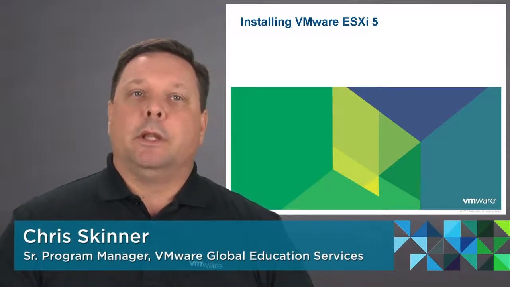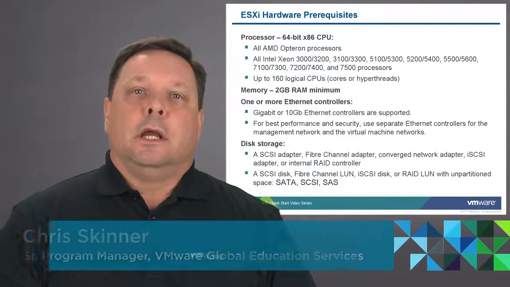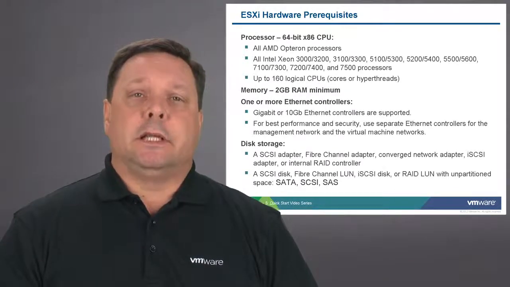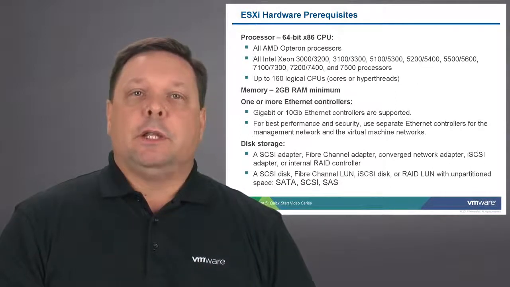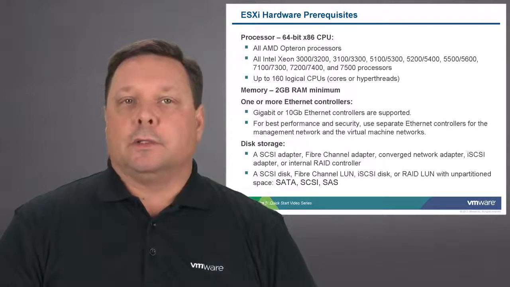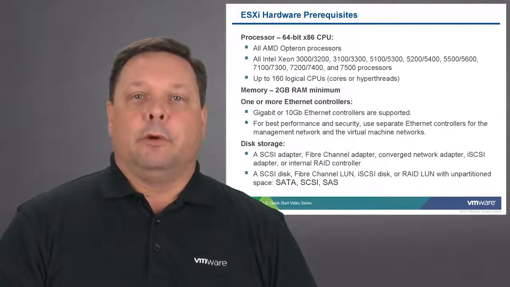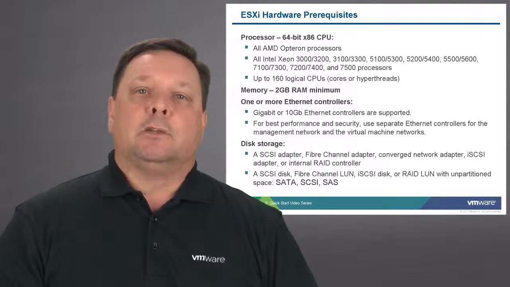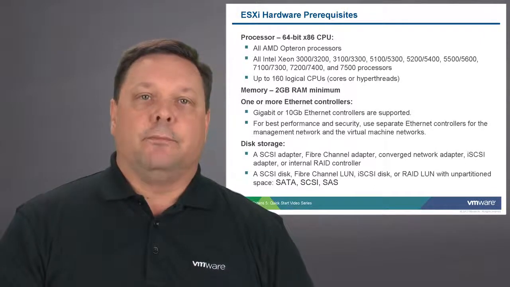In today's segment we'll be looking at installing VMware ESXi 5. As with any software or operating system, there are hardware requirements necessary for a successful installation. One of the primary elements that we need to know about ESXi 5 now is it's a 64-bit only processor operating system. In addition to that, there are some minimum memory requirements. Naturally, we'll need some Ethernet connectivity, as well as some local storage and/or SAN storage for an installation.